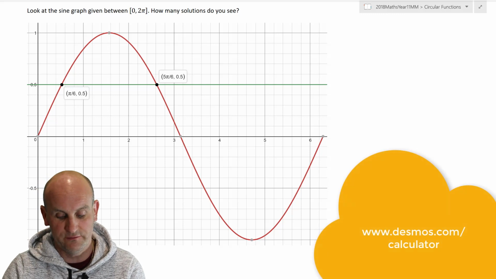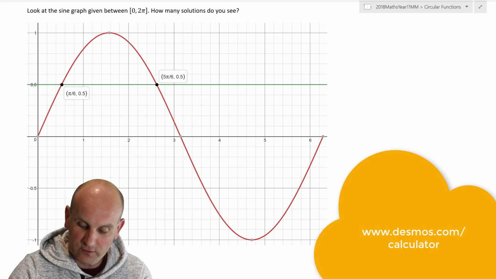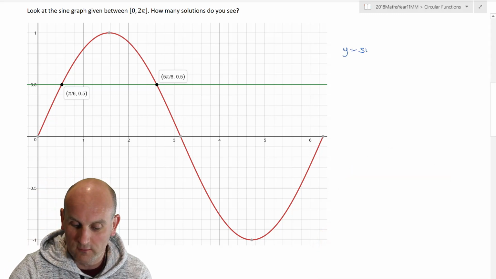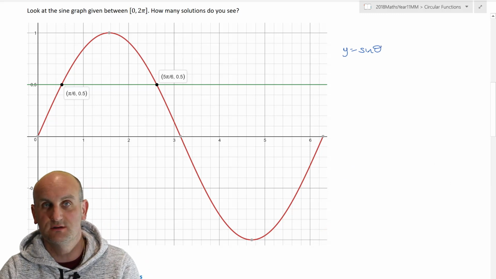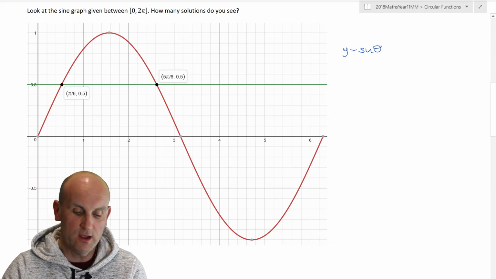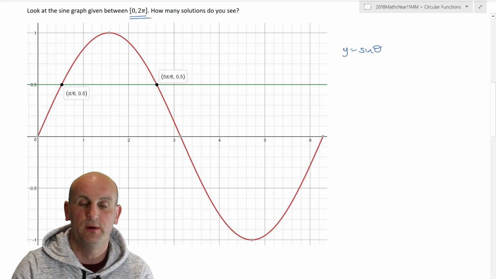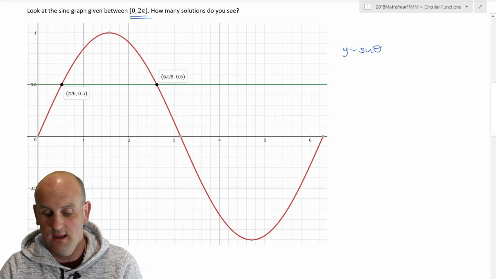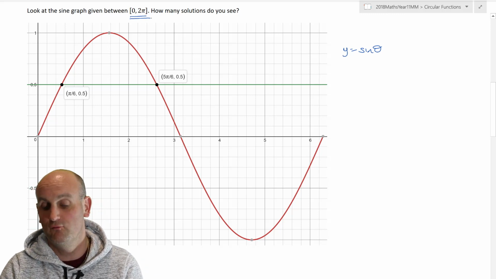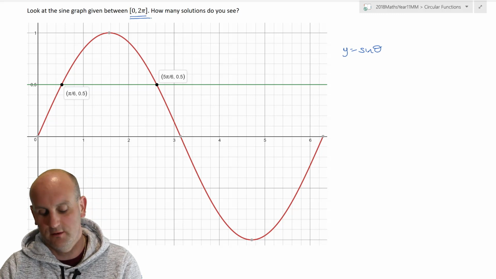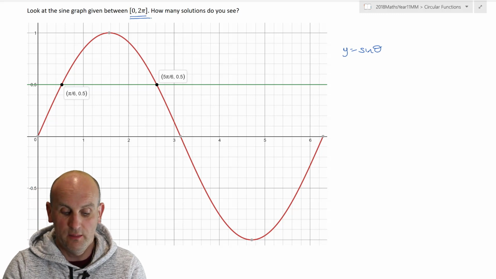And what I did was say, well, okay, Desmos, can you do me a favor? Can you sketch the graph of y equals sine theta? And what I said was, I want you to limit it between 0 and 2 pi. Now, in this instance, I've done pi so that I'm in radians, but actually we can convert between degrees. And up comes that red line.